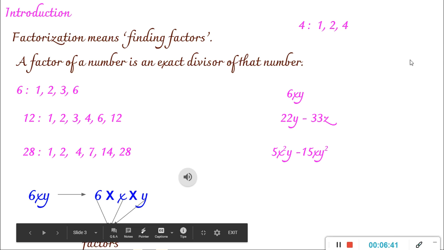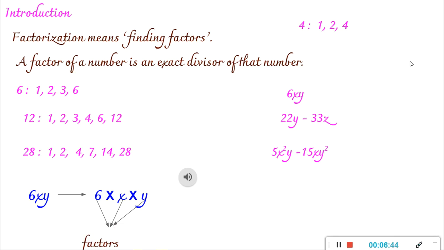But it was pretty simple. What about a complex expression like 22y minus 33z, or 5x square y minus 15xy square, or a raised to 4 minus 2a square b square plus b raised to 4. Even more complex examples like p square plus 6p plus 8. So you might come across many other more complex algebraic expressions. So let us learn different methods to factorize expressions. Okay.